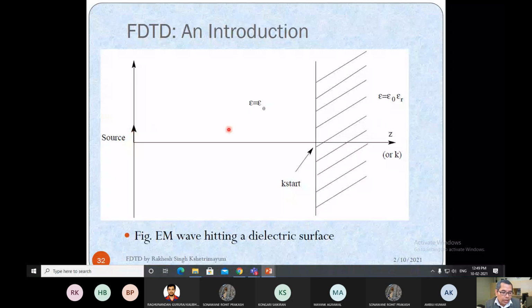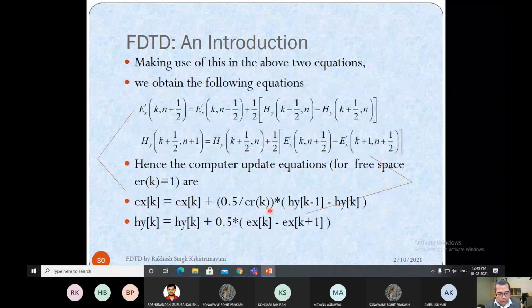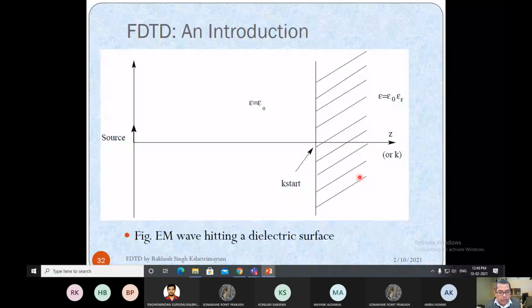But now, let's say I have a dielectric layer starting from k start. k start can be any value, 100 or 200. Starting from here, I have a dielectric layer. In the FDTD update equation, this term epsilon_r[k] will only change in this region. So your equation still works for this region also. Only thing is that epsilon_r[k] here would be 1, and in the dielectric medium it would be different.